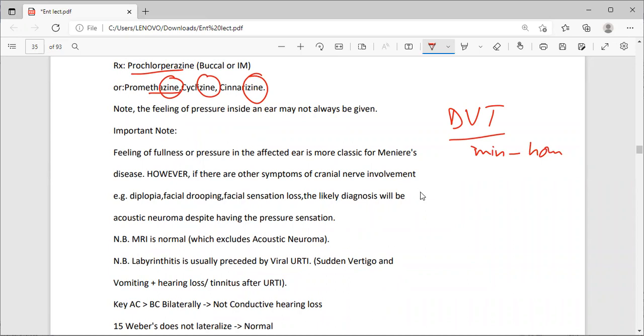So, the feeling of fullness, of pressure. Fullness is because of the endolymph, excessive endolymph. Pressure in the affected ear is more classic for Meniere disease. However, if there are other symptoms of cranial nerve involvement, diplopia, facial drooping sensation, a likely diagnosis is acoustic neuroma. This I will tell you next week.